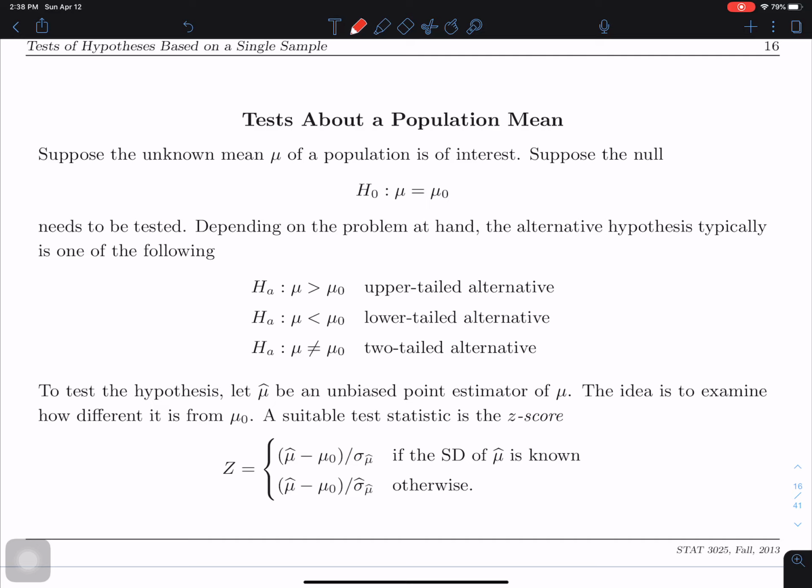To test the hypothesis, we let mu hat be an unbiased point estimator of mu. And the idea is to examine how different this unbiased estimator is from the hypothesized value mu 0. A suitable test statistic is the z-score we learned before. So here this mu hat is our unbiased point estimator for mu, so it can be x bar, right? And this mu 0 is our hypothesized value, like in the Coke example, where mu 0 is equal to 16, right? And sigma mu hat is the standard error of mu hat.